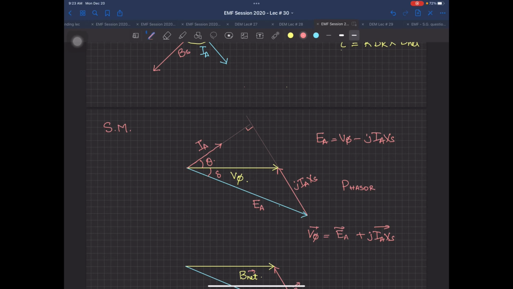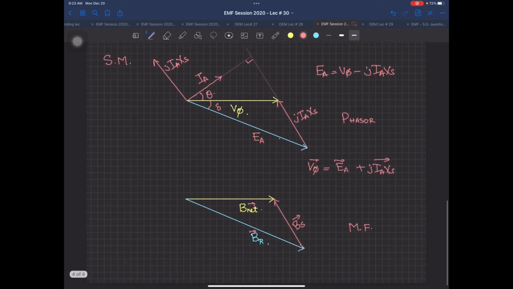If you make the negative of IA, that is in this direction. This is that 90 degrees, this is that jIAXS over there. So you place it in reverse. So EA plus jIAXS, and then you have V phase. So this is the phasor diagram for your synchronous motor. This is your magnetic field diagram when it is converted from a synchronous generator into a motor.